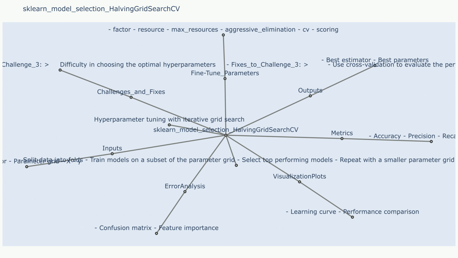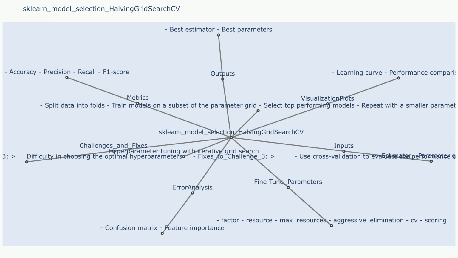Fine-tune parameters: factor, the factor by which the number of candidates is reduced at each iteration. Resource, the resource to use for the HalvingGridSearchCV. Resource strategy, the strategy to use for allocating resources. Min resources, the minimum number of resources to use for each candidate. Aggressive elimination, whether to aggressively eliminate candidates that perform poorly.